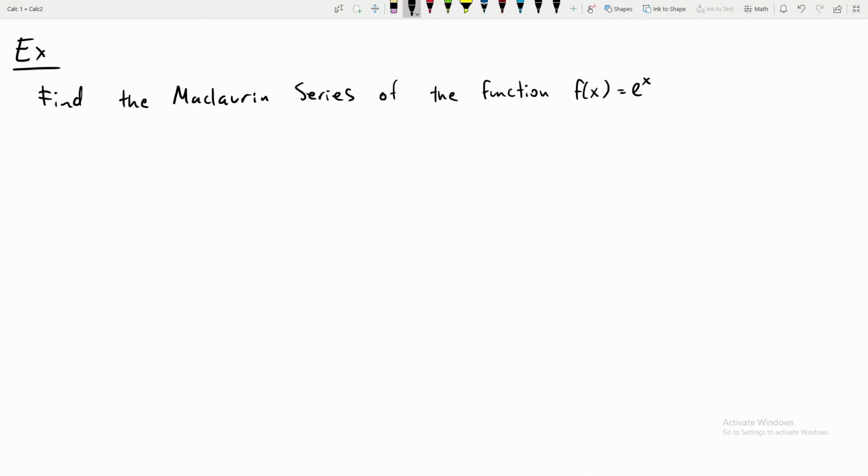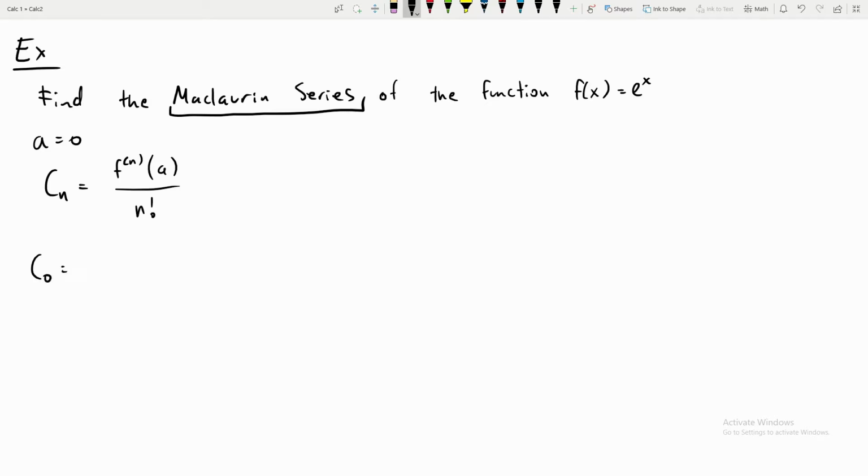So let's say we are asked to find the Maclaurin series of the function f of x equals e to the x. In this case, this is a Maclaurin series, so a will equal 0. As I mentioned, the only thing we're really doing is applying this formula: we take the nth derivative centered at a, and then divide by n factorial. I'm going to show you how we apply these calculations for the coefficients.